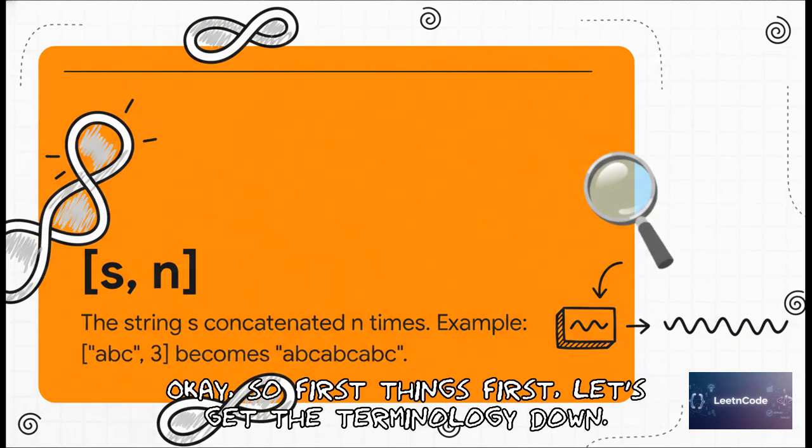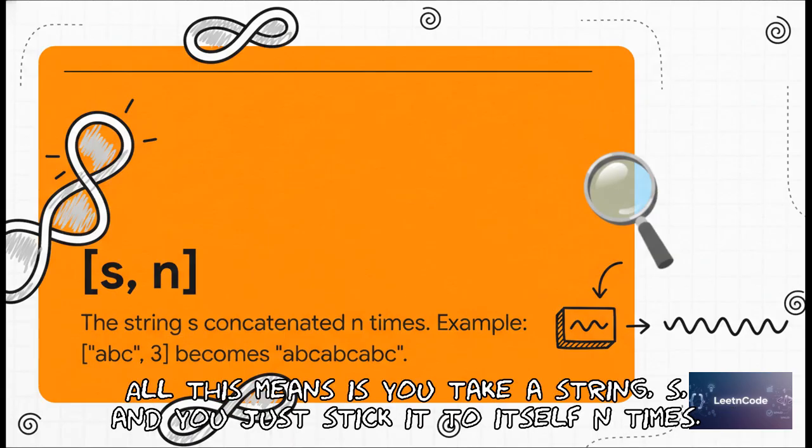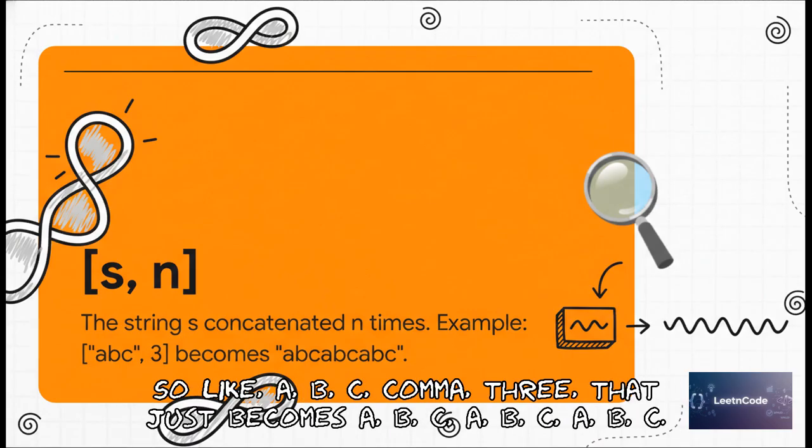Okay, so first things first, let's get the terminology down. The problem uses this special notation, [s, n]. All this means is you take a string, s, and you just stick it to itself n times. So like [ABC, 3] just becomes ABC, ABC, ABC.